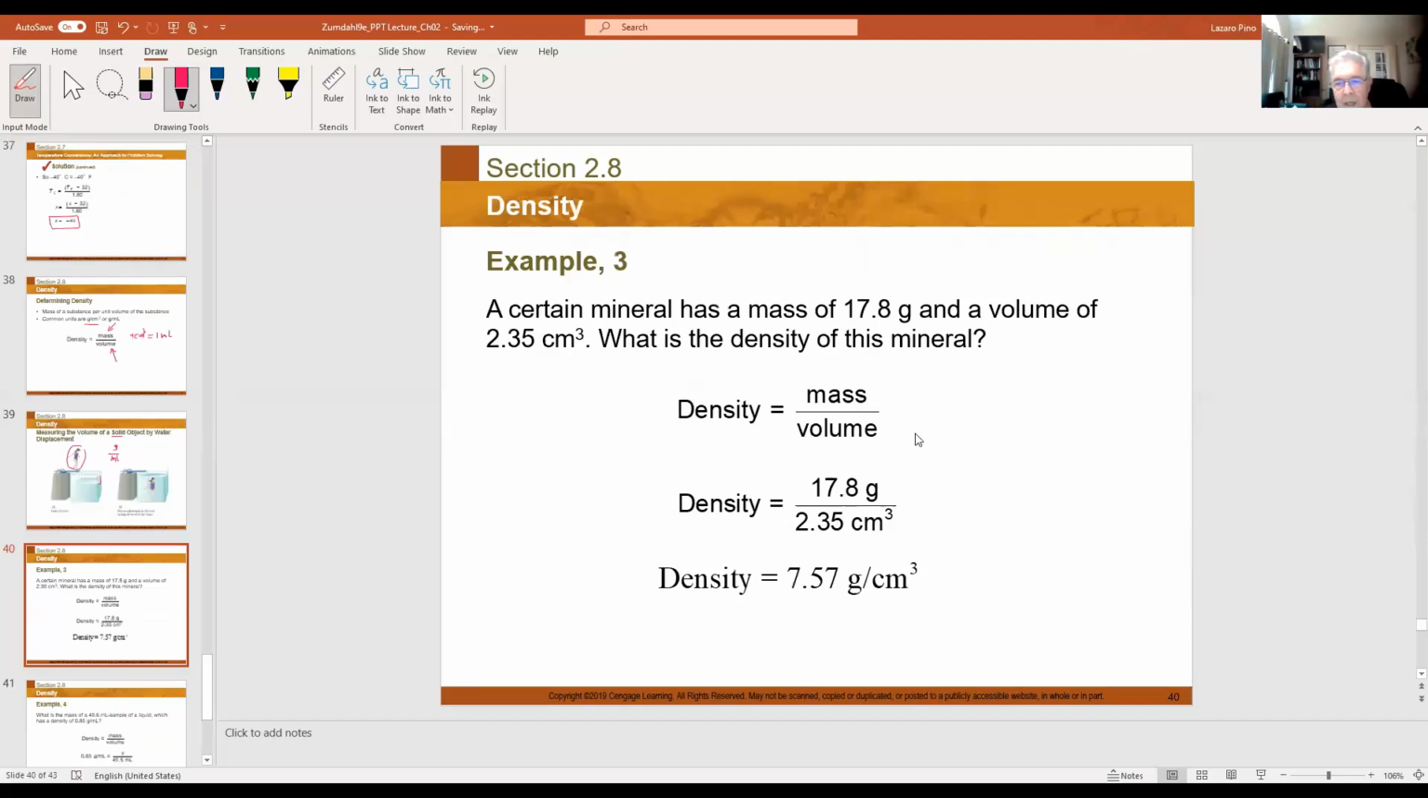Then, for example, when this girl goes into this pool, the level of water rises. The difference between the level with and without the girl inside is the volume of her body. And if you weigh her, you can get the mass in grams, for example, and then you calculate the volume in milliliters. For example, this is the mass, this is the volume of a mineral, and then you say the density is 7.57 grams per cubic centimeter. Look at this, you reported 3 significant figures because in the division you have a number with 3 significant figures and 3 significant figures. That's why you report the answer with 3 significant figures.